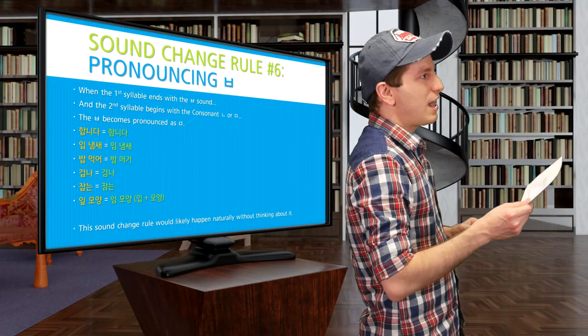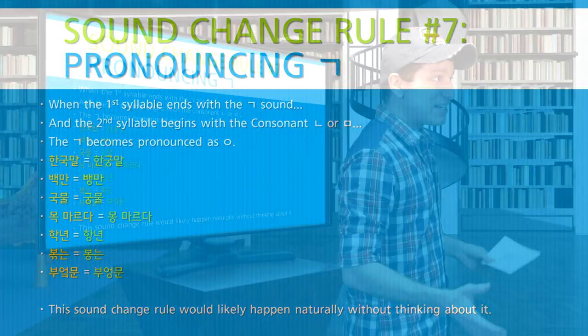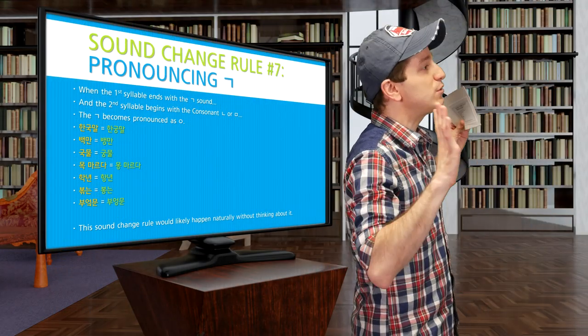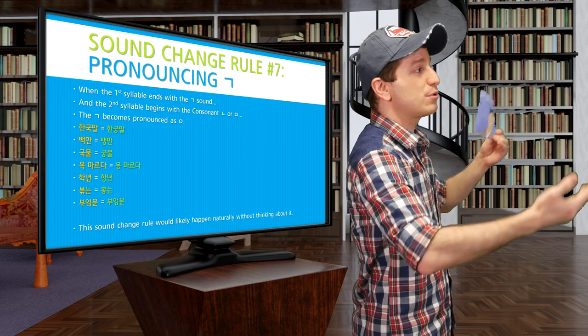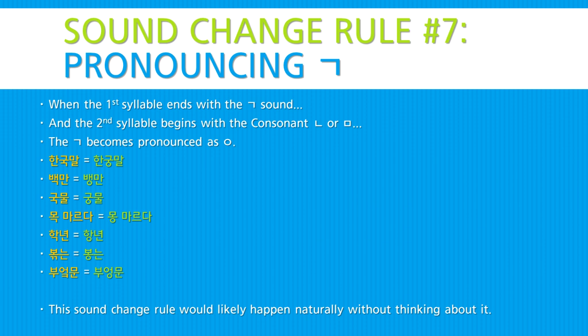The next sound change rule has to do with pronouncing the 기역, which is this letter. Anytime the first syllable within two syllables ends with this sound, the 기역, and the second syllable begins with those same two consonants, 니은 or 미음, the 기역 will become pronounced as 이응, which is the empty consonant or the NG sound here. Again, this is another rule that would naturally happen even without having to think about it if you start pronouncing Korean quickly. So let's do a few examples.